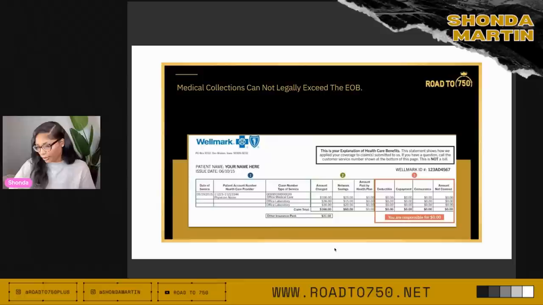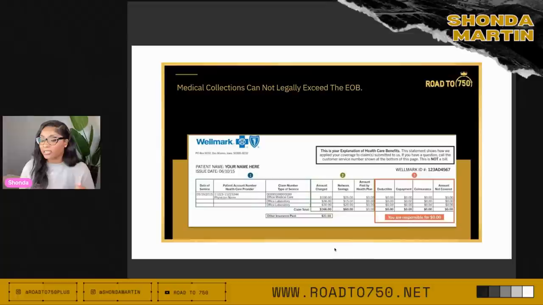Because when we talk about challenging them, these are going to be the types of bills that you're able to challenge this way. All right. So rule number one, when it comes to medical collections, understand that they cannot legally exceed the explanation of benefits, otherwise known as EOB.